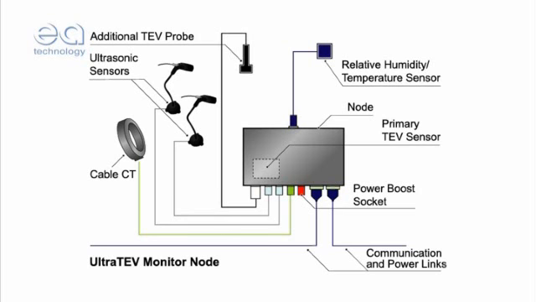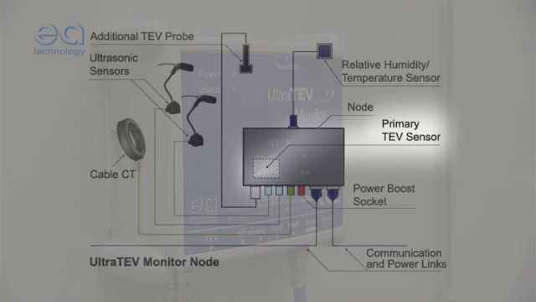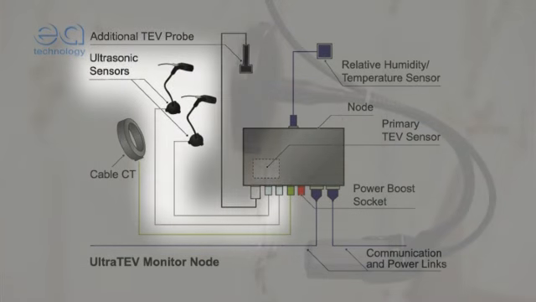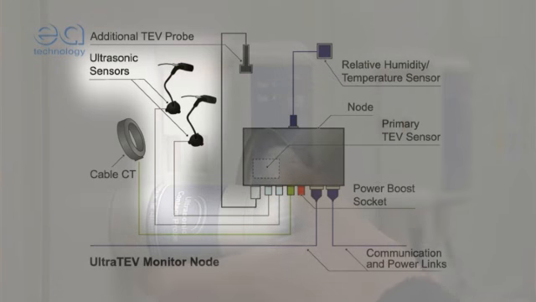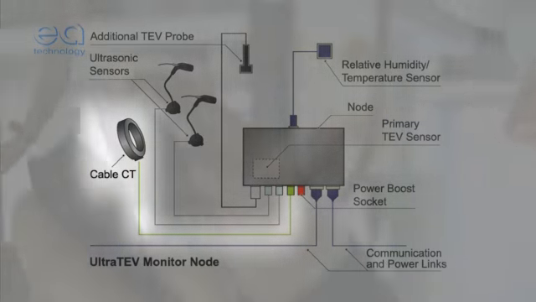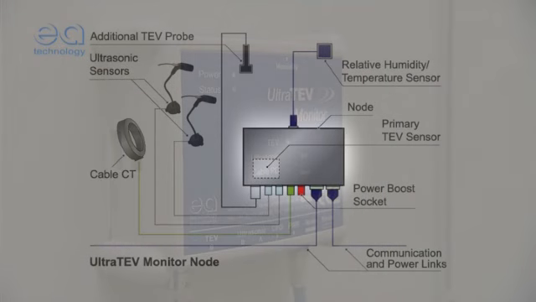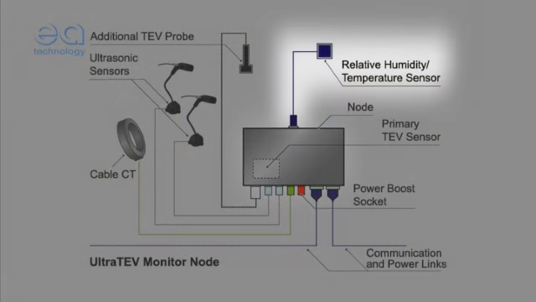Each measurement node supports 5 types of sensor: a built-in TEV sensor plus additional plug-in TEV probe, an ultrasonic microphone plus additional contact probe, a plug-in radio frequency sensor for measuring PD in cables, a built-in temperature contact sensor, and a plug-in ambient temperature and relative humidity sensor.